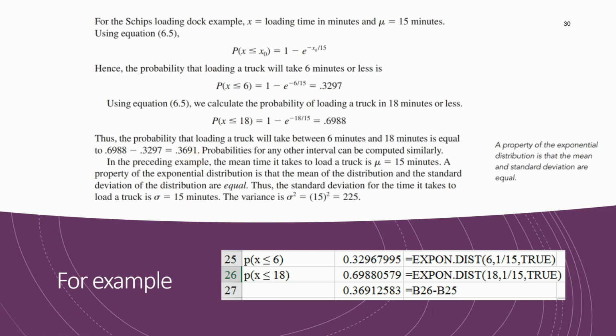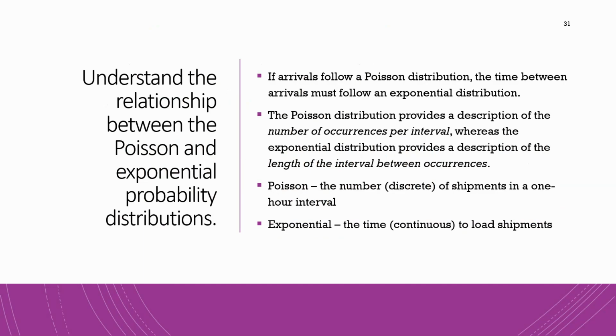So again, similar principles in terms of how to calculate the probabilities, but now we just have to recognize what type of distribution we have, to make sure that we're using the correct function in Excel. Let's take a step back and think about the relationship between the Poisson and the exponential probability distributions. Remember, we learned about the Poisson in the last chapter, which was discrete probability. The exponential is in the chapter about continuous probability distributions. That's the biggest difference right there. With the Poisson, you're dealing with discrete variables. With the exponential, you're dealing with continuous.